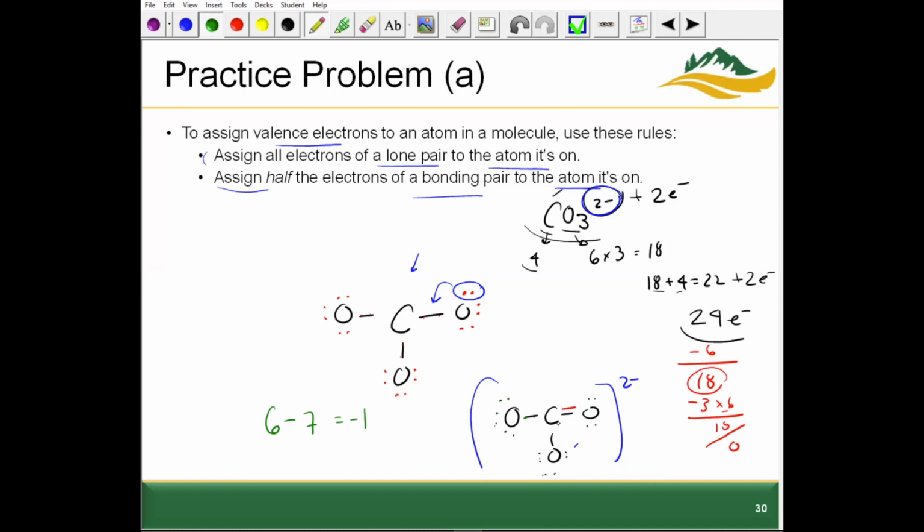It has one more region of electron density around it than it ideally wants to, because oxygen on its own has a valence electron count of 6. We're putting 7 negatively charged areas around it, so it has an extra negative charge for its formal charge. Carbon has 4 valence electrons. Then it has 1, 2, 3, 4 things around it, so its formal charge is 0.